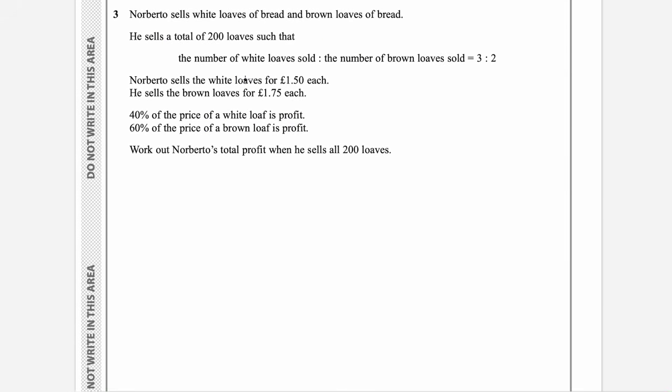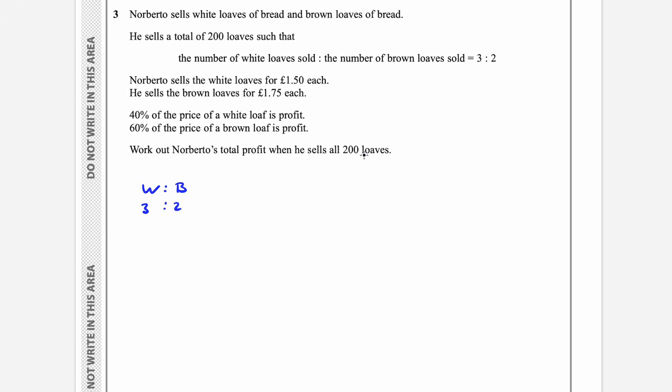3. Norberto sells white loaves of bread and brown loaves of bread. He sells 200 loaves such that white to brown is 3 to 2. Let's write this down, guys. He sells the white loaves for 150, brown loaves for 175. 40% of the price of the white loaf is profit. 60% of the price of the brown loaf is profit. Work out Norberto's profit when he sells 200 loaves.